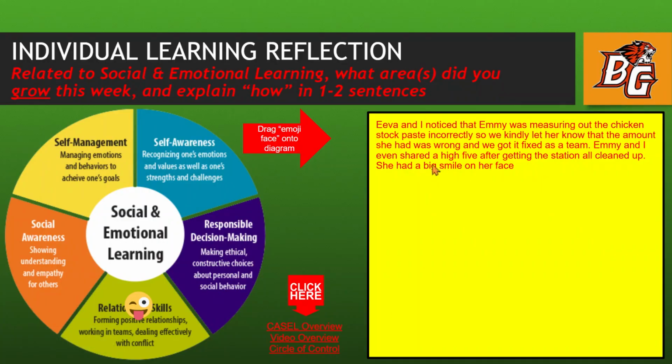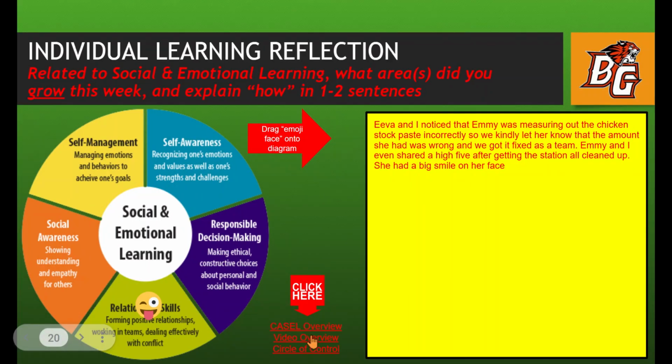And then you're going to simply type right here, okay, how you did there. You're going to drag that emoji to the area that you're focused on. And then if you want more information, all right, this is a video overview, and I'm just going to go ahead and play this since I've got it opened up. A video overview of what social emotional learning is. Just go ahead and watch the screen closest to you.